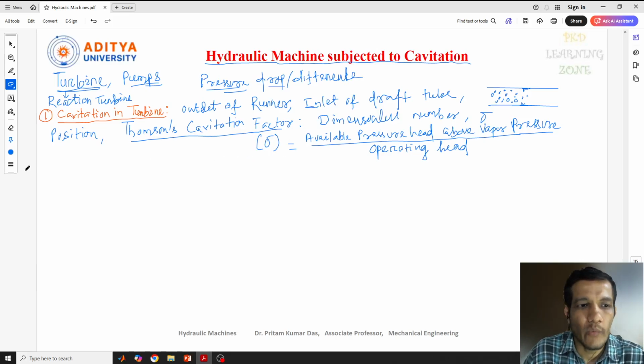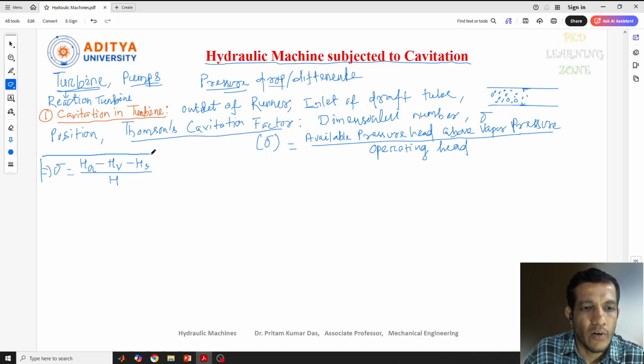So how to calculate this or how to identify? The sigma we can write directly as: H atmospheric pressure head minus head at the vapor pressure minus the head at S, that means suction pressure, divided by operating head, that is nothing but simple H. Okay, so this is the formula to find out the Thomson's cavitation factor for the turbine case.